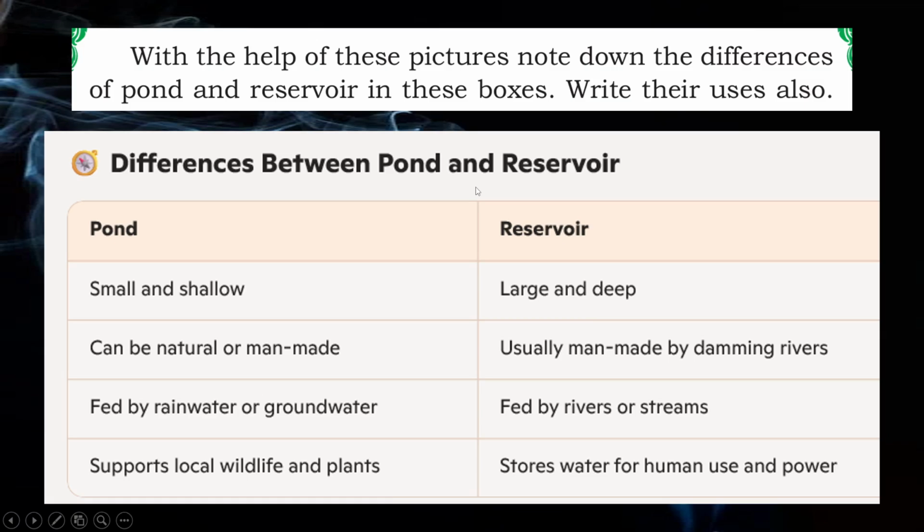Write their uses also. Differences between pond and reservoir. Pond, small and shallow. Reservoir, large and deep. Can be natural or man-made, usually man-made by damming rivers, fed by rainwater or groundwater, fed by rivers or streams, supports local wildlife and plants, stores water for human use and power.